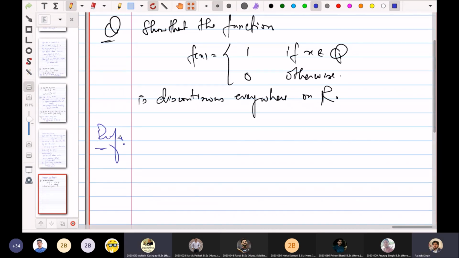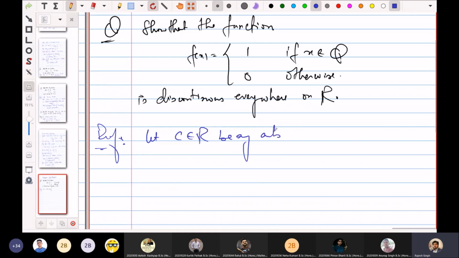सर एक सीक्वेंस मान लेंगे. नहीं, पहले तो you will pick any arbitrary point ना, क्योंकि शो करना है कि हर एक रियल नंबर पे it is discontinuous. So first you will pick any arbitrary point. So let c belong to R be any arbitrary point. Then what next?